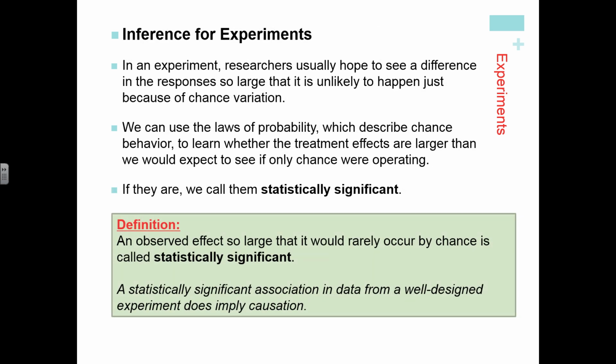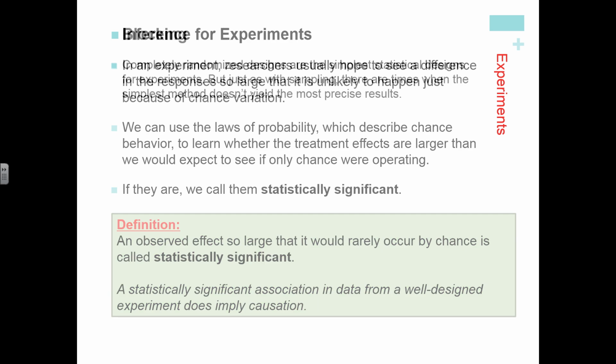All right, so if your results are really, really large, you see something that happened and it's really, really big, that's what we call statistically significant. That's what we're looking for. We're looking for data or information or results that are showing some significant difference between the two groups, that we can say that the treatment did have an effect or the treatment did help.